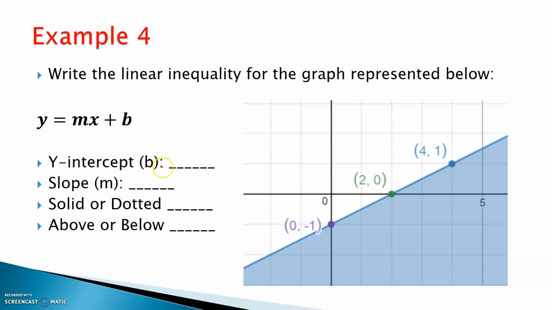What is my y-intercept? Well, that happens on the y-axis one more time. They actually go down at negative 1. So that right there is going to be my b. It's going to be a minus 1 this time.